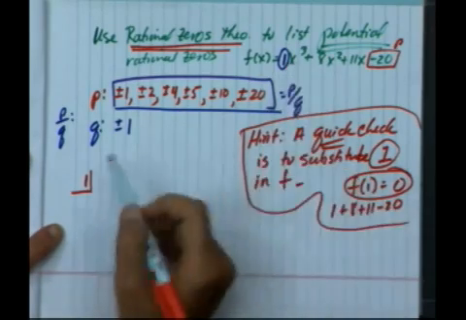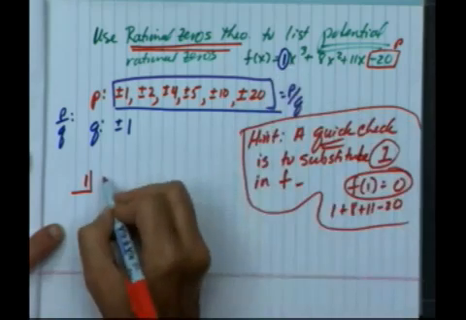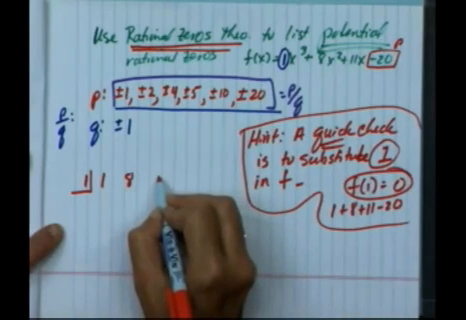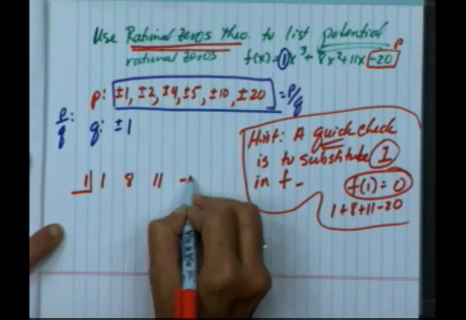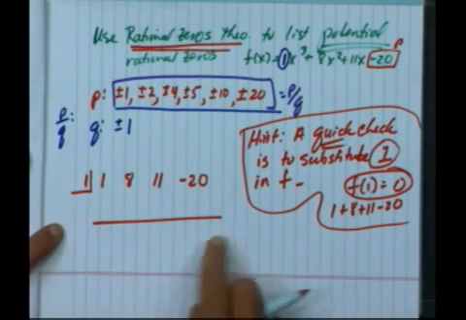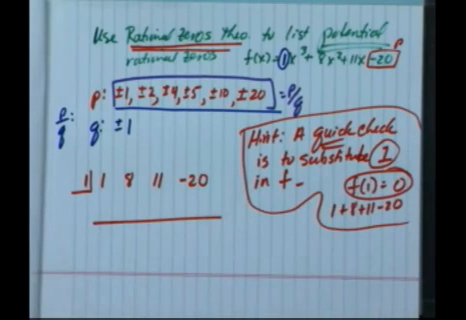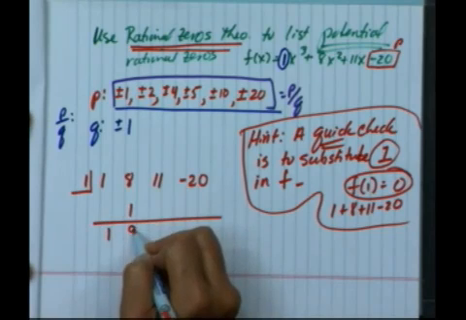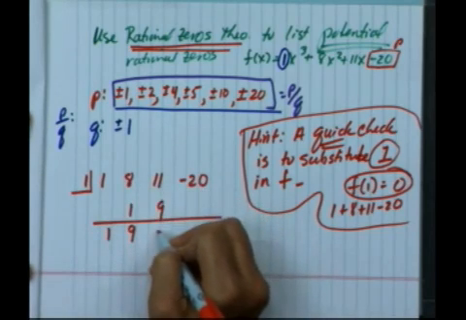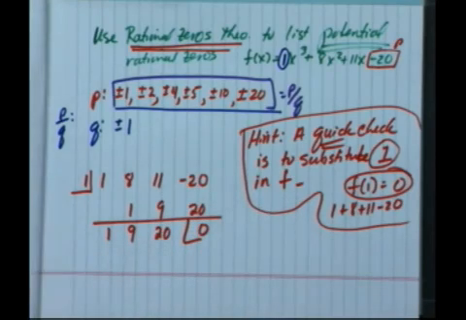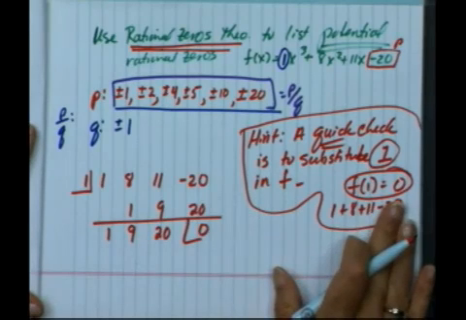All right, so we're going to do synthetic division. I've got 1x cubed, 8x squared, 11x minus 20. I already know that my remainder is going to come out to be 0 because I did my little quick check here. All right, so I'll bring down the 1. 1 times 1 is 1, add. 9 times 1 is 9, add. 20 times 1 is 20, add. And I got a remainder of 0, which is what I expected.